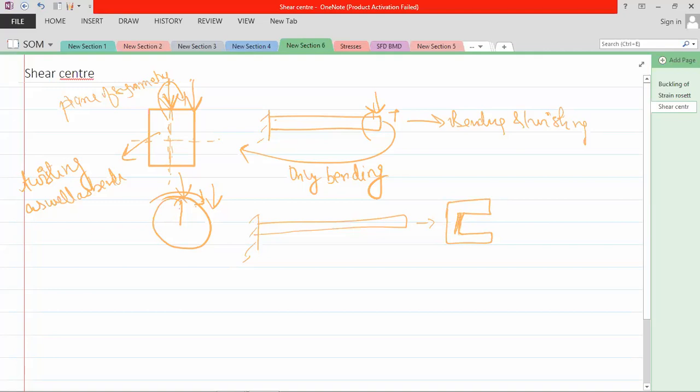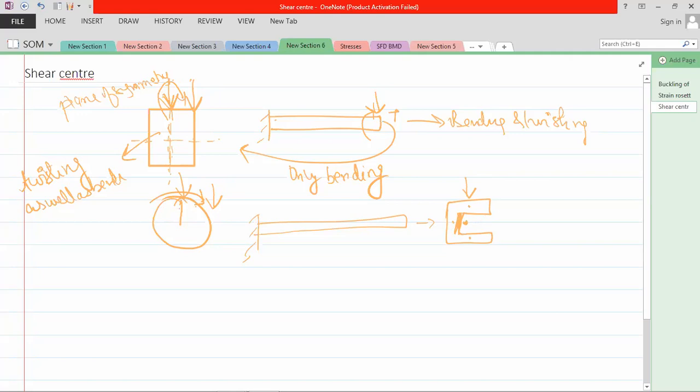Suppose this is your center of gravity. You can find the center of gravity for the upper part, for this part, and for this part, so it will lie somewhere here. If I apply a load at the center of gravity, it will tend to twist the body as well as bend it, because the body is not symmetric.